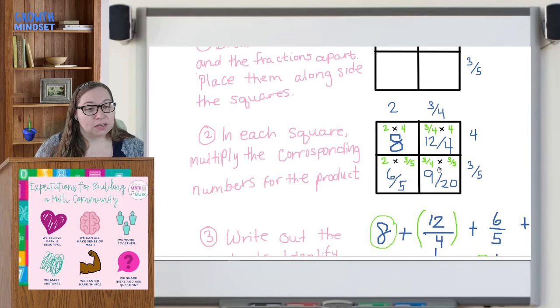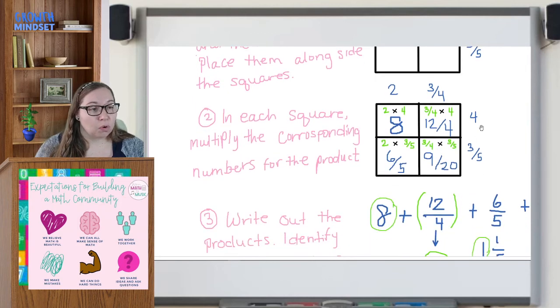In each of the corresponding squares, we're going to multiply the numbers. So for example, 2 and 4 would meet here. It would give us 8. 3/4 times 4 is 12/4. 2 3/5 meets here. It's 6/5. And then 3/4 and 3/5 meets right here. It's 9/20.